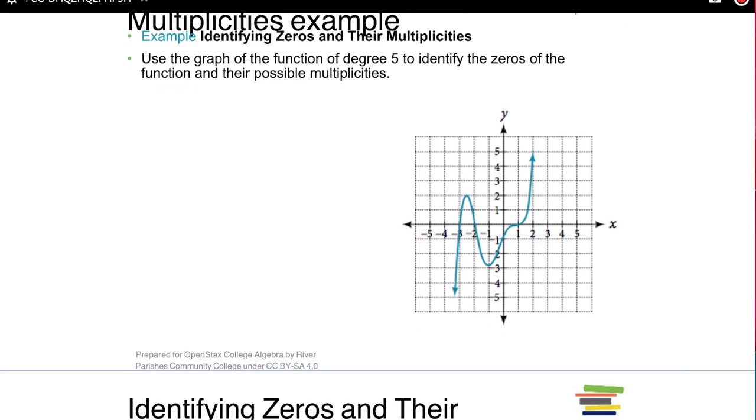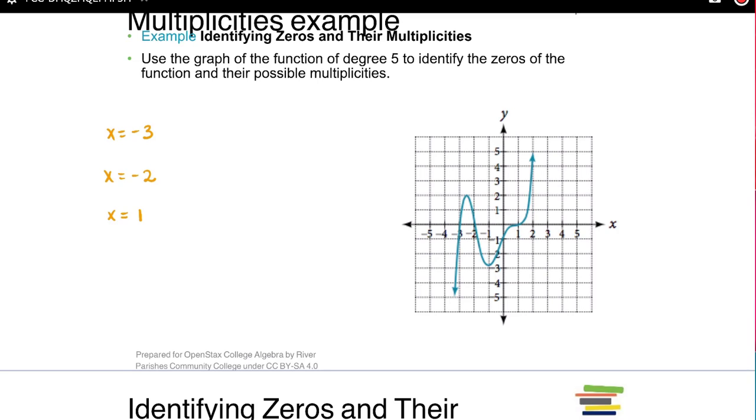All right, so use the graph of the function of degree 5 to identify the zeros of the function and their possible multiplicities. This is degree 5, so I know all the multiplicities add up to 5. So there are the zeros. I have a zero at -3, a zero at -2, and a zero at 1.